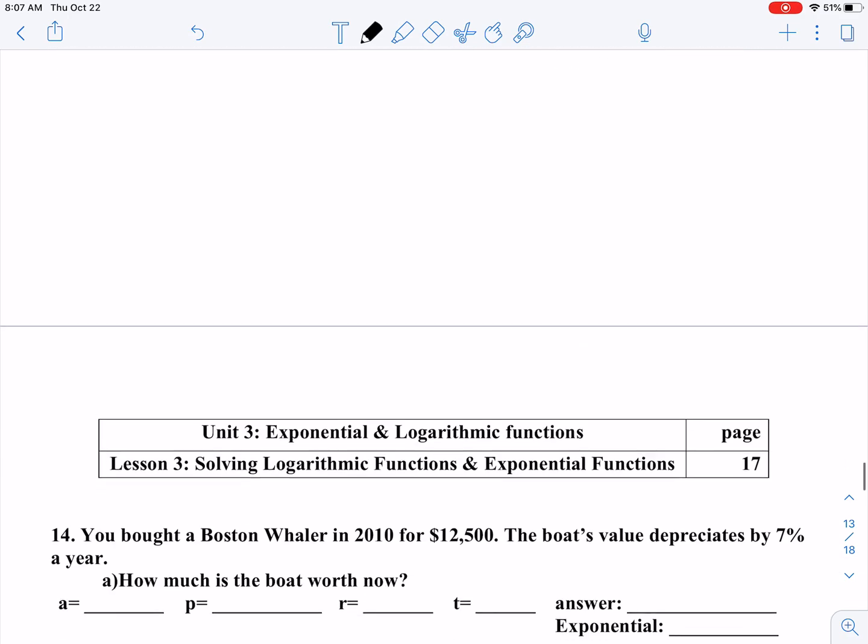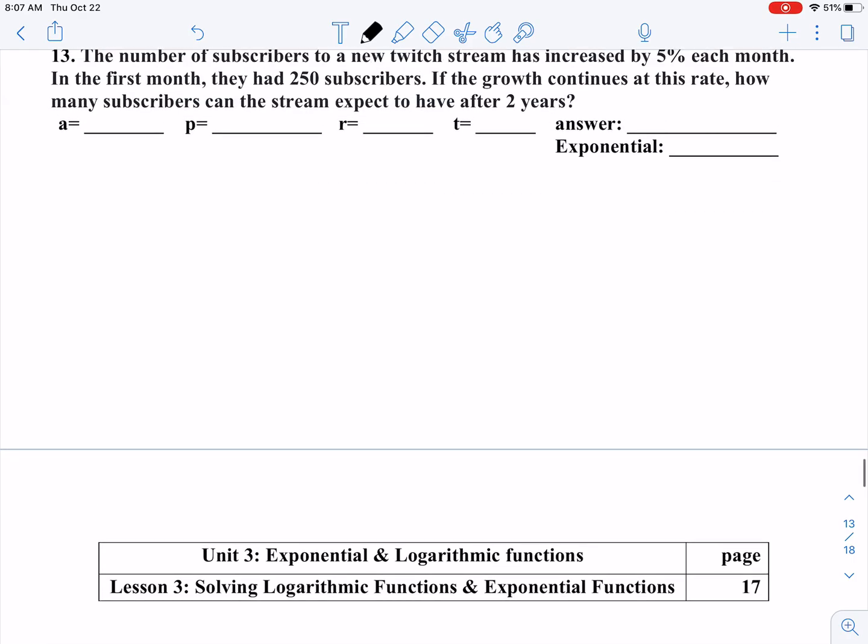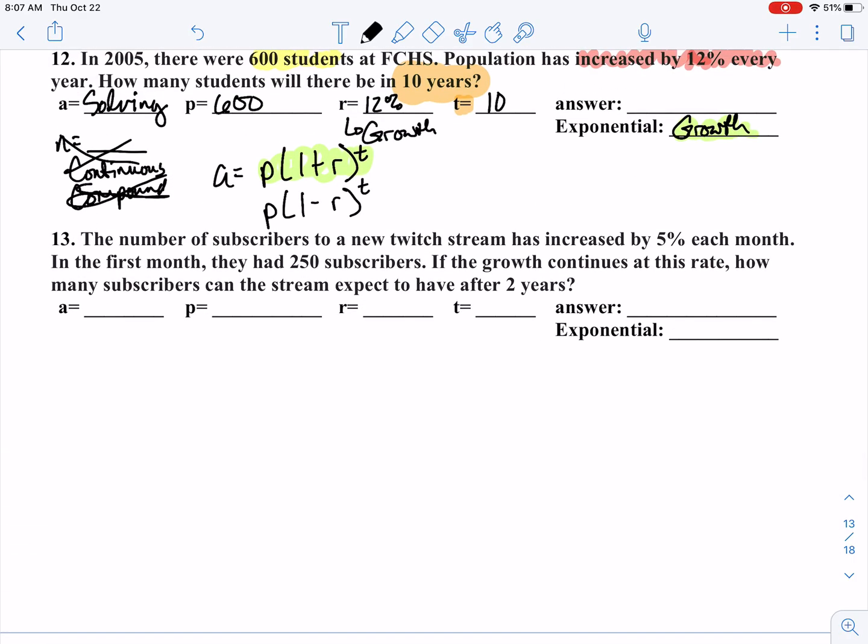I'll do this one right here. Number of subscribers to a new Twitch stream has increased 5% each month. So rate 5%, and then it's going to increase per month. So I know, again, it's growth.